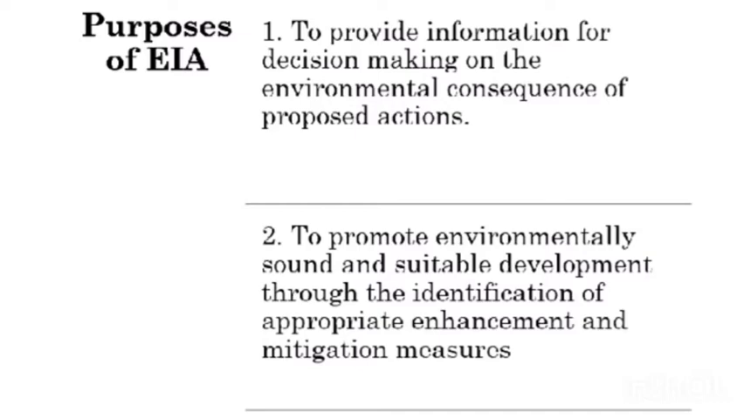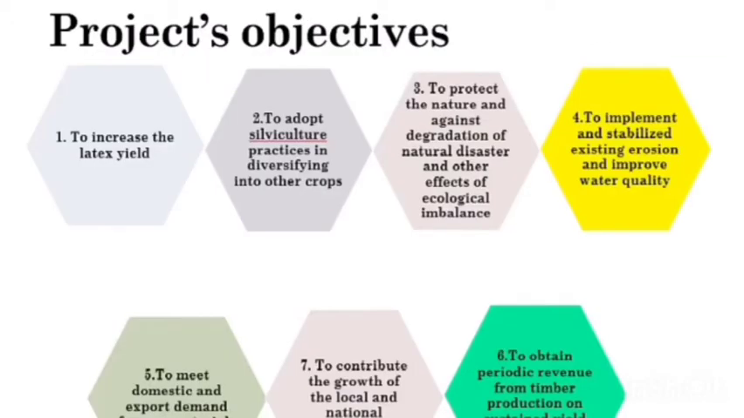Firstly, to provide information for decision making on the environmental consequences of proposed actions. The EIA also promotes environmentally sound and sustainable development through the identification of appropriate enhancement and mitigation measures. The objectives for this project are: first, to increase the latex yield. The increase of latex yield is ensured through improved planting of selected clones and tapping system while harvesting timber.